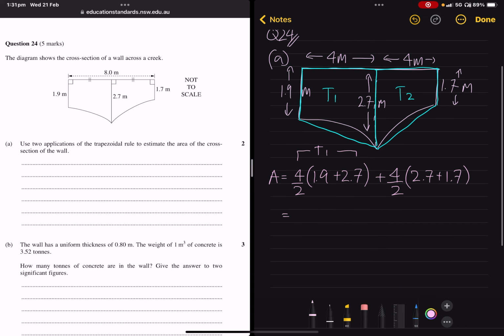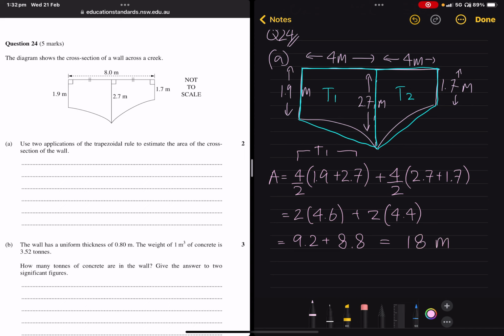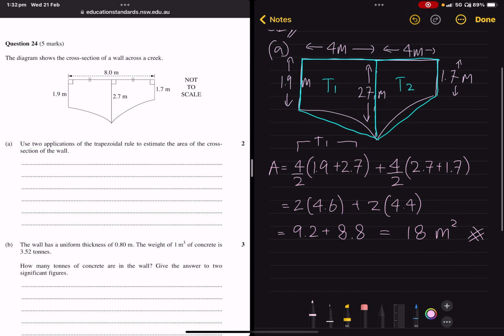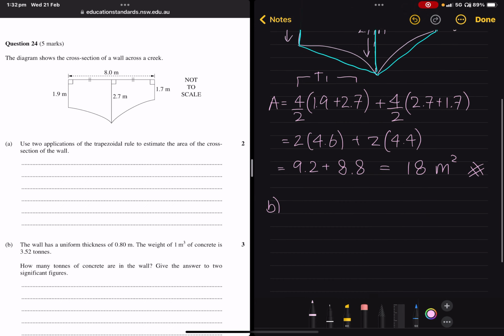So this gives me 2 times 1.9 plus 2.7, that's 4.6, plus 2 times, this gives me 4.4. So I have 9.2 plus 8.8, so this is 18 meters squared. And this is my approximate value using the trapezoidal rule for the area of the cross-section of the wall. So now that we've done part A, we can take a look at part B.